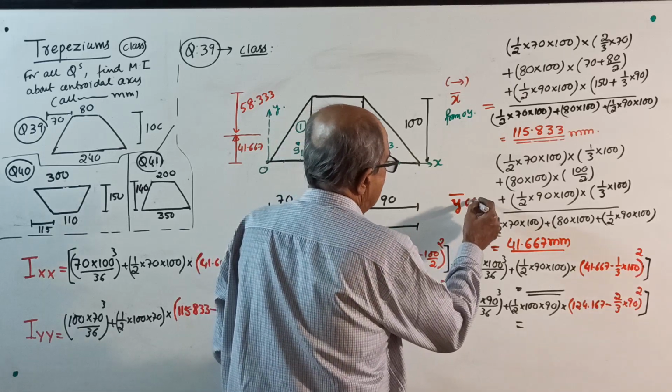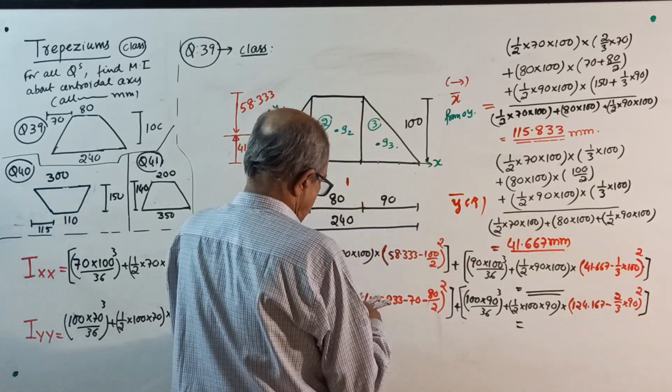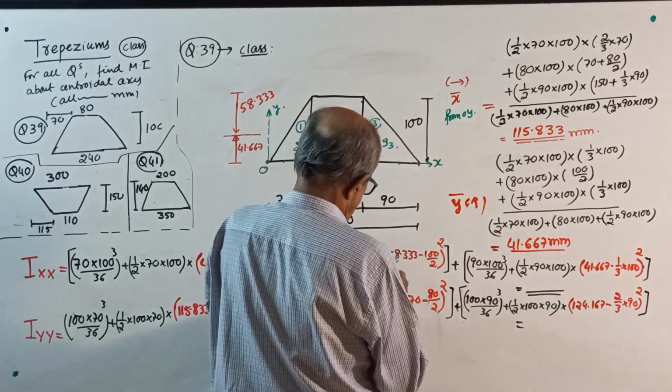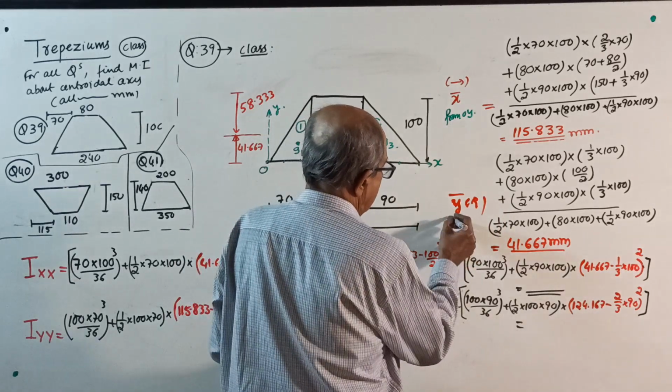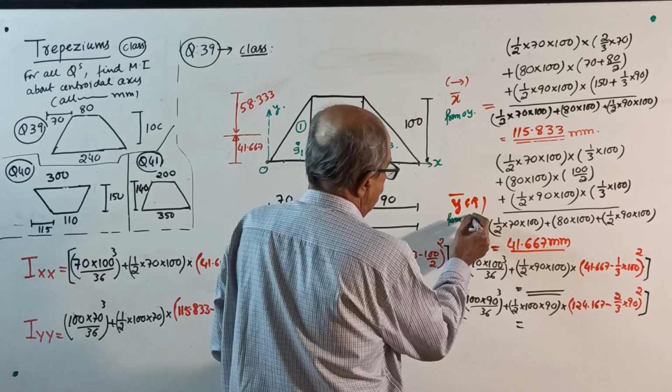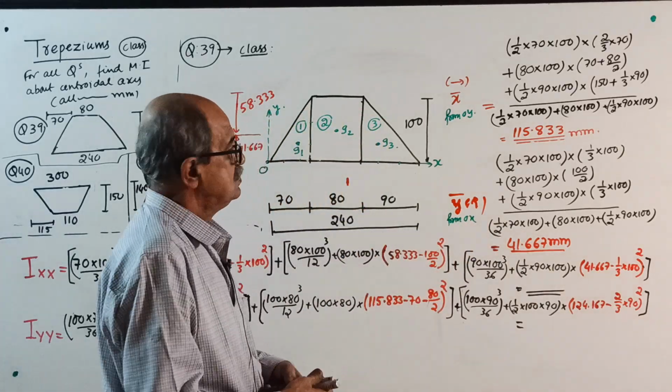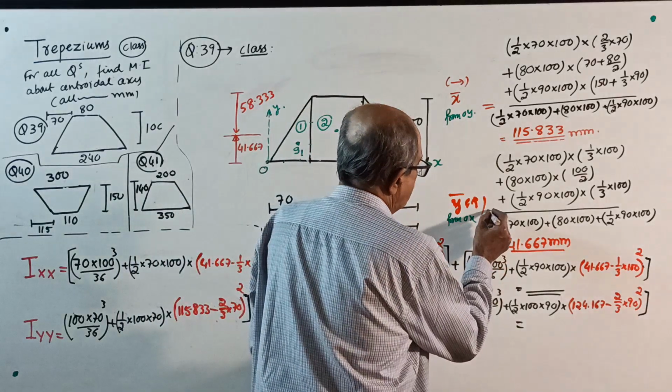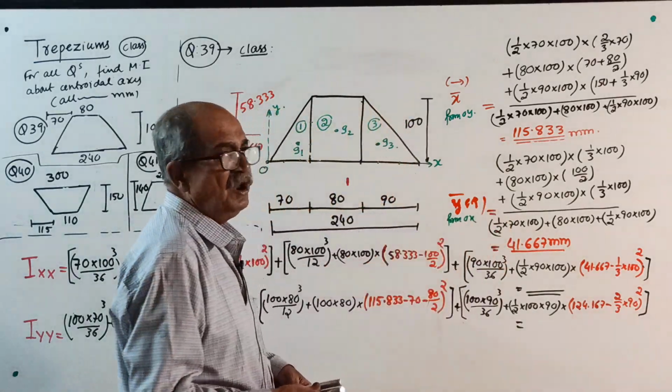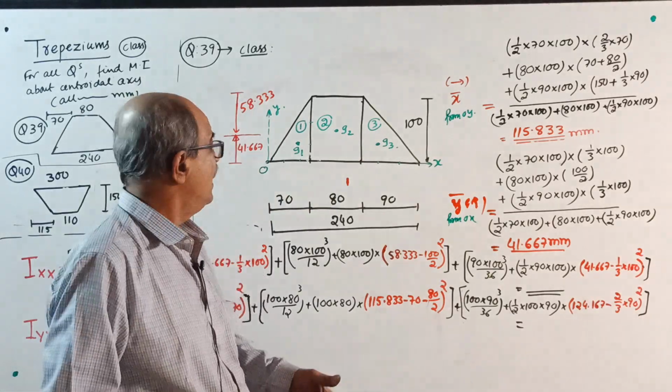Y bar, I forgot, right, up from OX, I forgot to write it. From OX, okay. So that's what you will tell. Equal is not written. Okay, equal. That all you write. So briefly today I will finish all the questions.